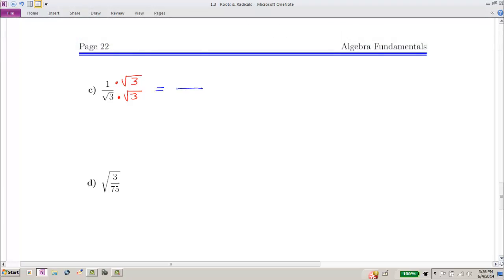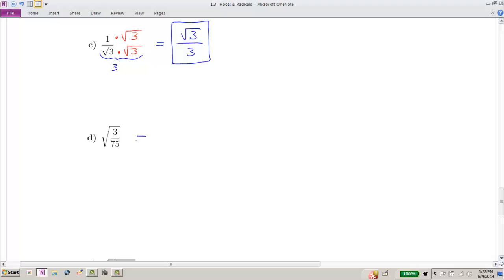So now we have on top 1 times the square root of 3, or just the square root of 3. On the bottom, we have the square root of 3 times the square root of 3. And by definition, if I take the square root of a number and multiply it by itself, you just get the number inside. So we have 3 on the bottom. And this is simplified. When we look at this fraction, it might look like perhaps we could cancel those 3's, but we cannot cancel the 3's because one lives inside a radical and the other one does not, and that means they're off limits for canceling.